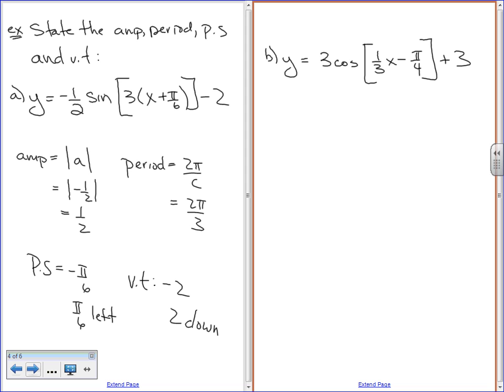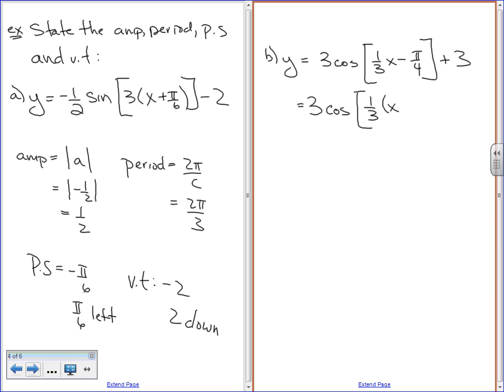Okay, so in order to identify the A, B, C, and D values to help you figure out the amplitude, period, phase shift, and vertical translation, the C value always has to be factored out. So the transformation always has to be in this double bracket notation. If it's not, that's your first step: put it into the double bracket notation by factoring out your C value. So this becomes 3 times the cosine of, and I want to factor out 1/3 out of the x, which is pretty easy to do.